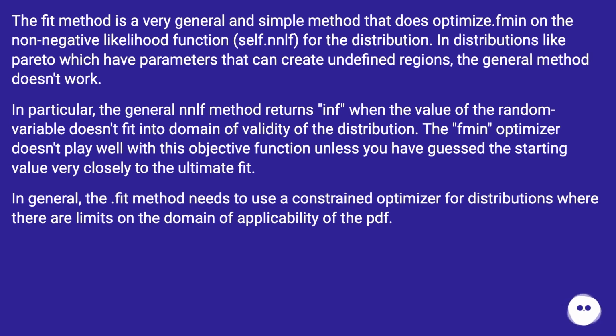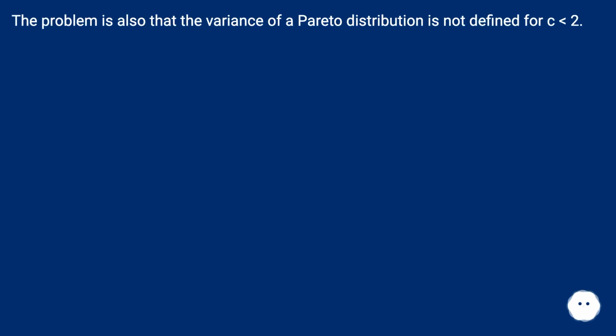In general, the .fit method needs to use a constrained optimizer for distributions where there are limits on the domain of applicability of the PDF. The problem is also that the variance of a Pareto distribution is not defined for c lower than 2.